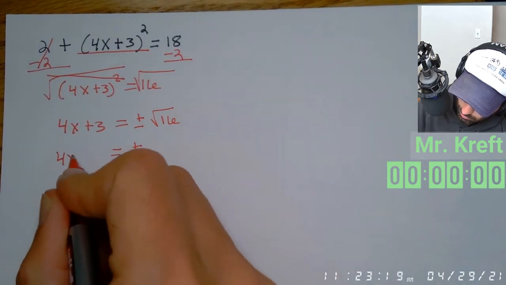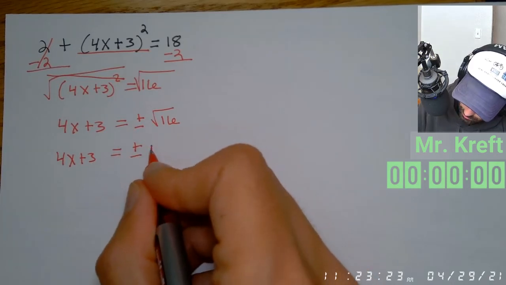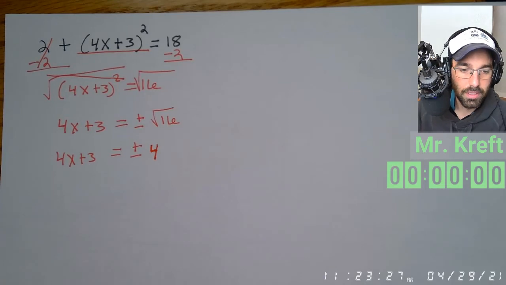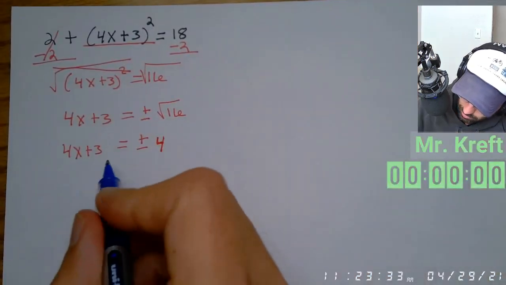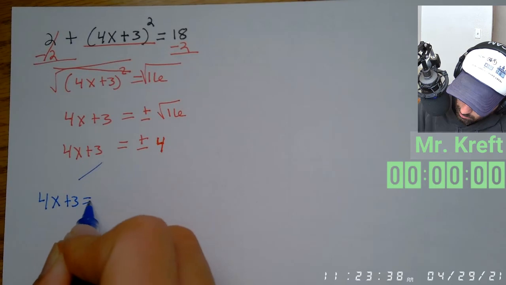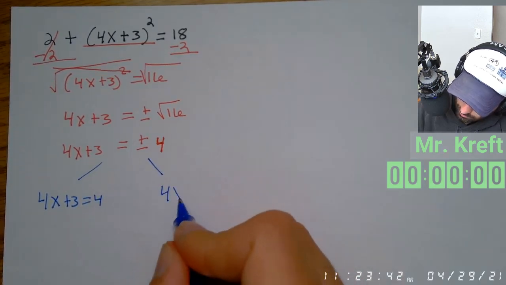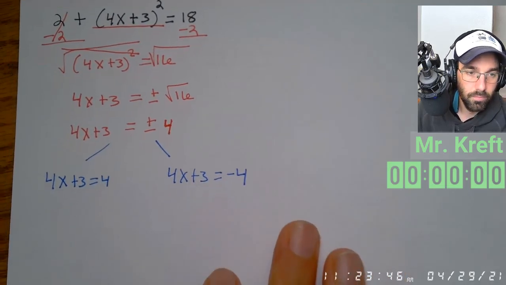Okay. Now, the square root of 16, right? So we have to think what number times itself gives me 16. Well, this is going to be 4. Right? 4 times 4 is 16. Okay. So now I'm going to have 2 equations. I'm going to have the positive one. So 4x plus 3 equals positive 4. And I'm going to have the negative one. So 4x plus 3 equals negative 4.